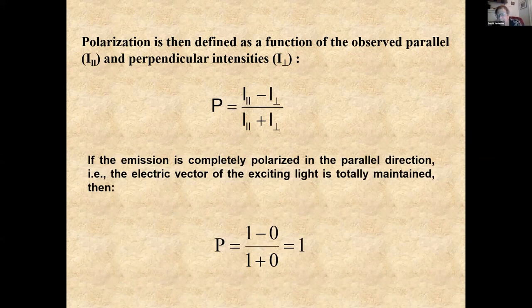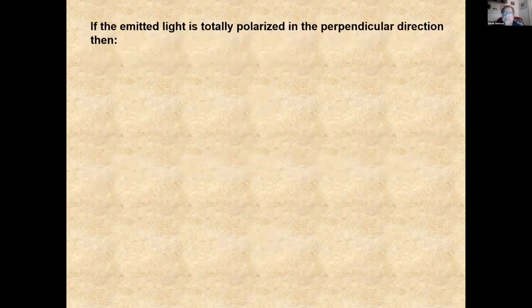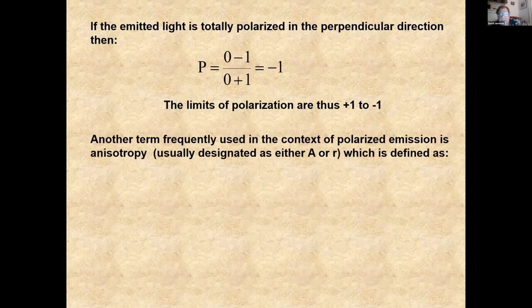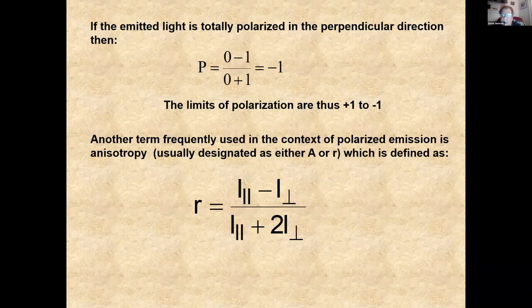We're going to discuss that because that's extremely important for all measurements you may do. If it's totally polarized in the perpendicular direction, you can get -1. And yes, you can actually measure negative polarizations, and we'll see how that can happen. So the limits of polarization, theoretically, mathematically, are +1 to -1. Another term frequently used is anisotropy. Some of you may be familiar with that, usually designated by A or R. And that's defined as parallel minus perpendicular over parallel plus 2 perpendicular.